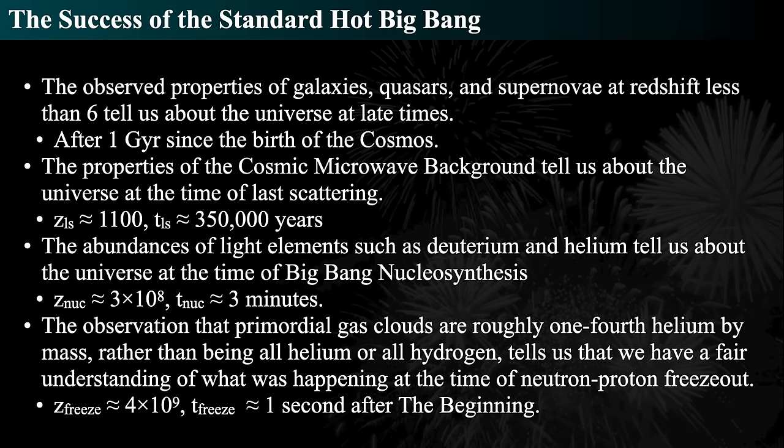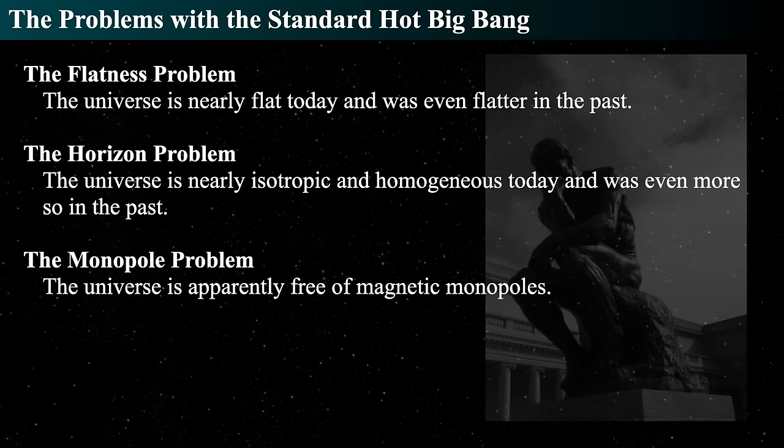But that amazing triumph has some problems. There are three problems with the standard hot Big Bang model. The first is called the flatness problem, and it can be stated this way: the universe is nearly flat today and therefore must have been even flatter in the past, because gravity works. And since gravity works, it de-flattens things. You know, the Earth is kind of lumpy, galaxies are lumpy, galaxy clusters are lumpy. So we're looking at the largest size scales, and on those scales it's pretty flat. Lumps do not extend to the entire cosmos. So the universe is nearly flat today on the largest size scales, and even flatter in the past.